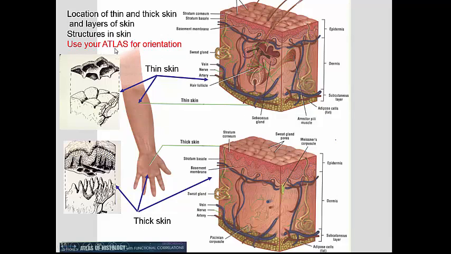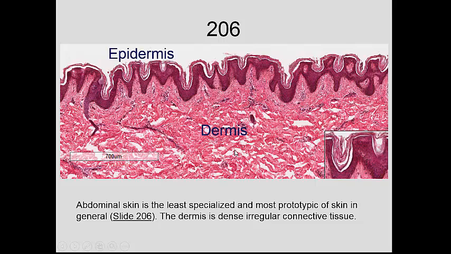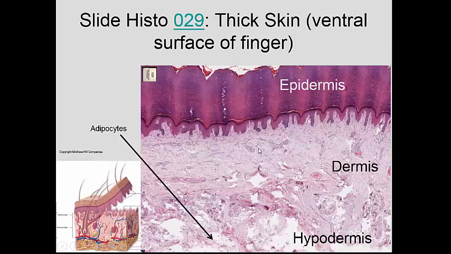And I just want to illustrate here that you can use your atlas. The atlas has things labeled for you and identifies the different structures in there: the arteries, the veins, the sebaceous glands, the sweat glands. All those can be seen in the atlas images. Now, if we look at abdominal skin, which is the least specialized and most prototypic of skin, we see the dermis is dense, irregular connective tissue, and the epidermis is above. If we look at thicker skin, we see a thicker epidermis, dermis, hypodermis below, and you can see where the epidermis has pulled off.